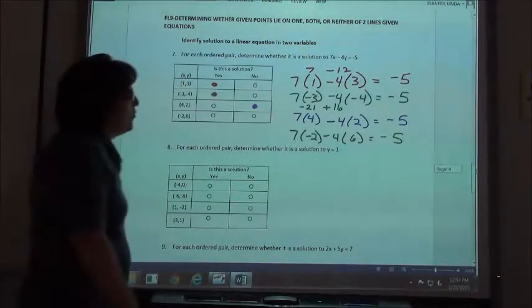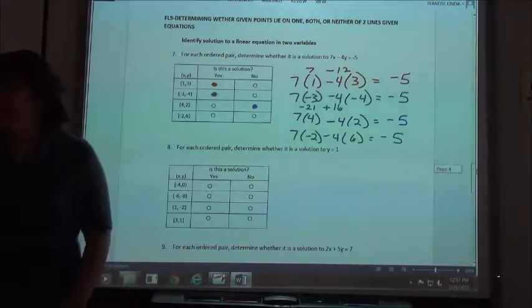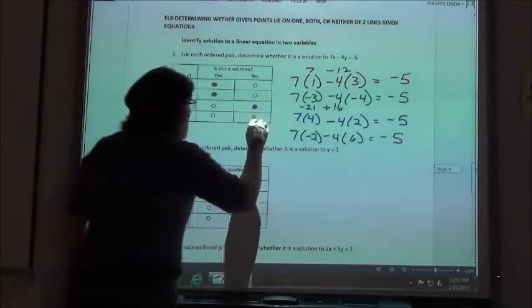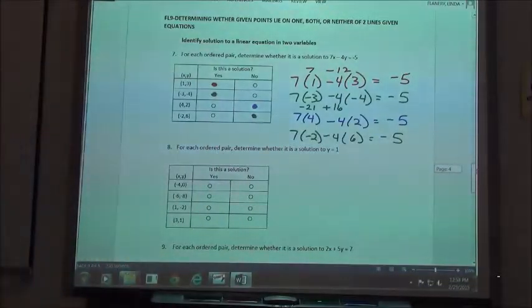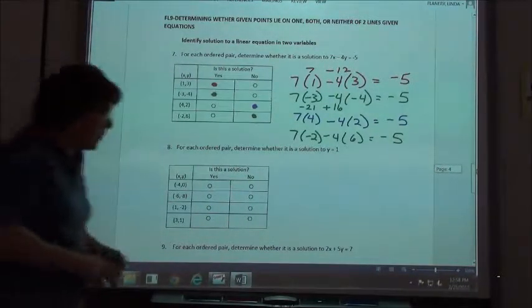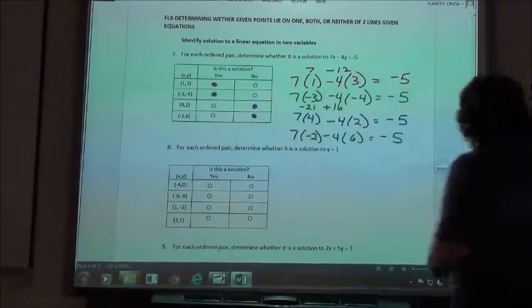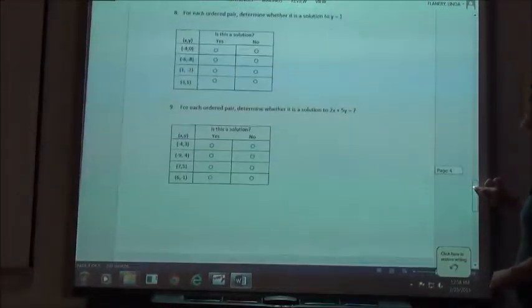No, we get negative 14 minus 24, which is not going to give us negative 5, right? No. So, it's one way you might see that problem. If we look at number 8, I'm going to move the board up so it's a little easier to see. Another way we might see this problem.